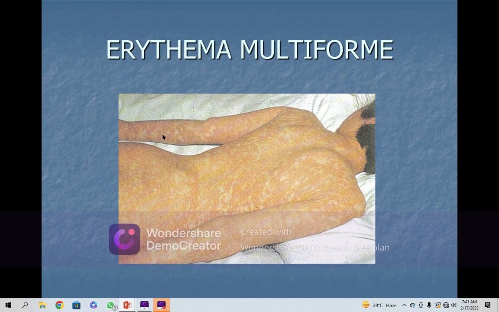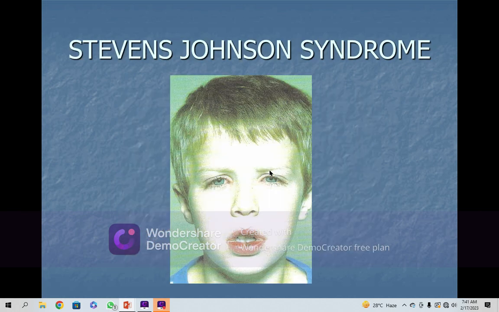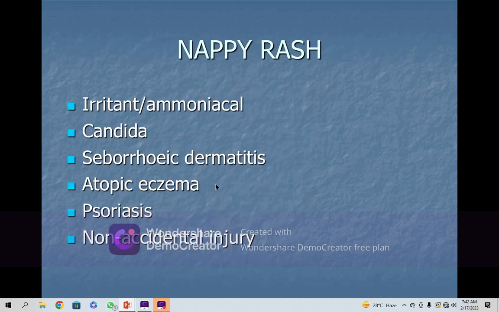This is erythema multiforme. Look how much of the body is involved, depending upon it. In Stevens-Johnson syndrome, mucous membranes are also involved. Eyes, mucosa is also involved.